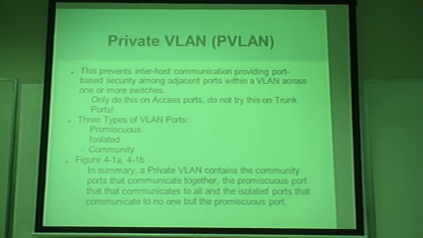Okay? Quick question, when you said the two types of ports for switches, are you saying access ports and trunk ports? Correct. Alright. You only want to do private VLANing on access ports. You can't do it on trunk ports. There are three types of VLAN ports: promiscuous, isolated, and community.